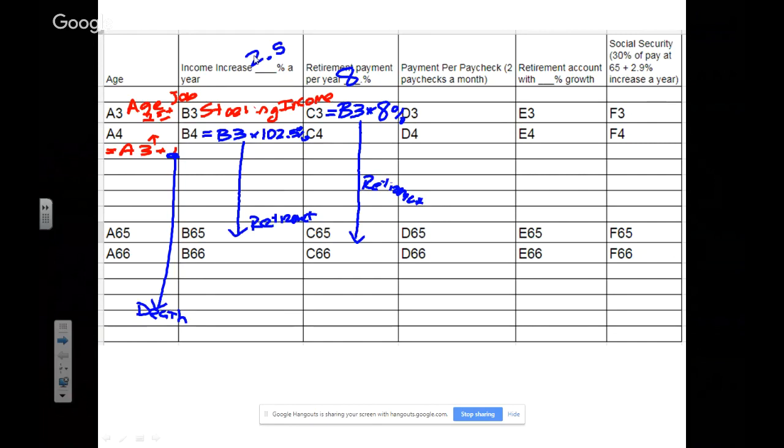Okay. And then D3. Good. C3 divided by 24. And that's really helpful because that gives them an idea of how much he or she is going to take out each check to retirement.